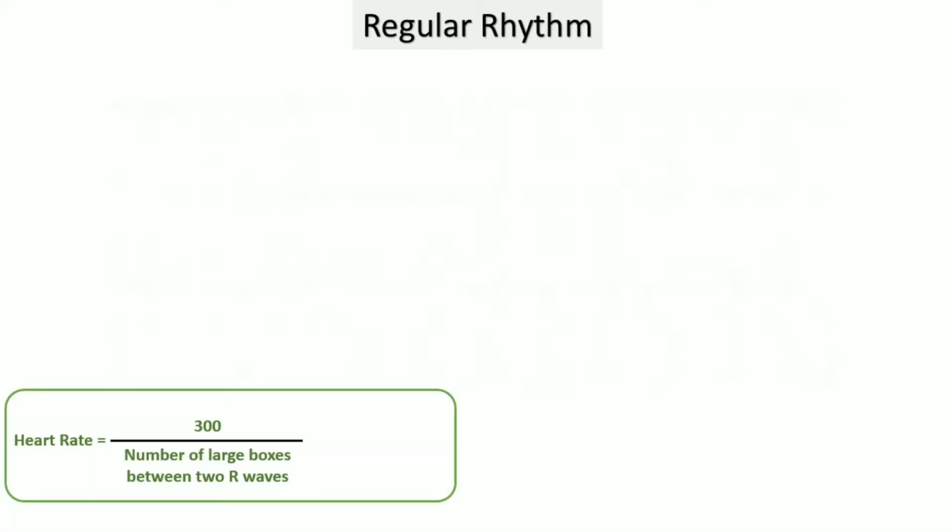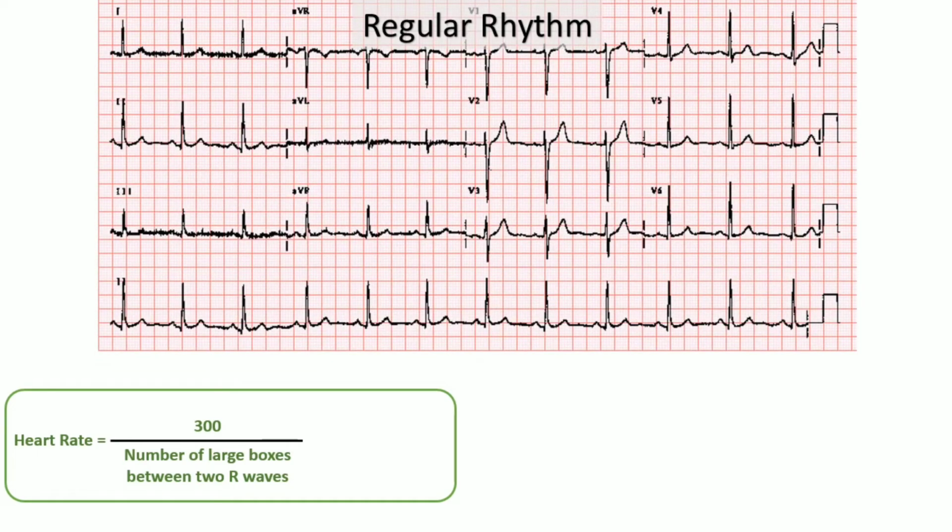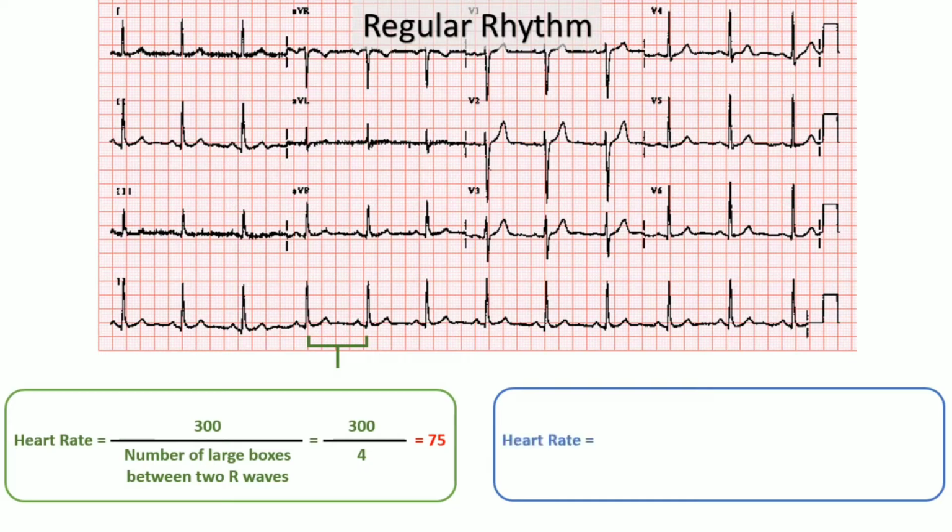Let us take an example of a regular rhythm. You can see that the number of large boxes between 2 R waves is 4. So 300 divided by 4, and it's 75 beats per minute. You can also verify with the second method. 4 large squares means 20 small boxes. 1500 divided by 20, and again 75 is the heart rate.